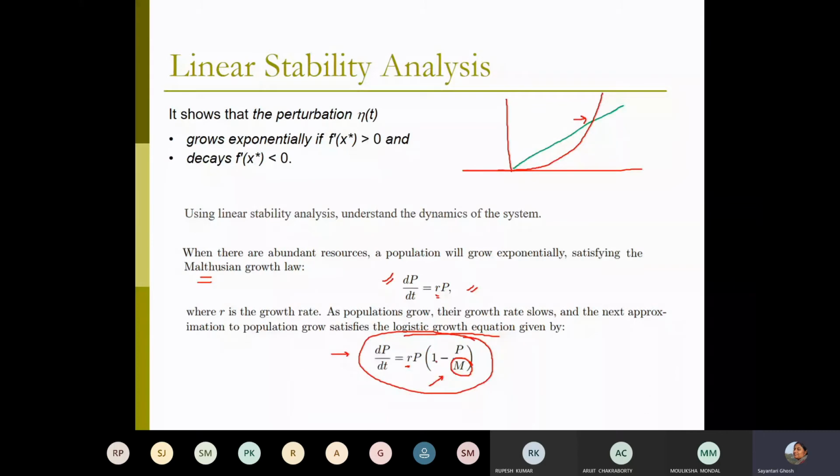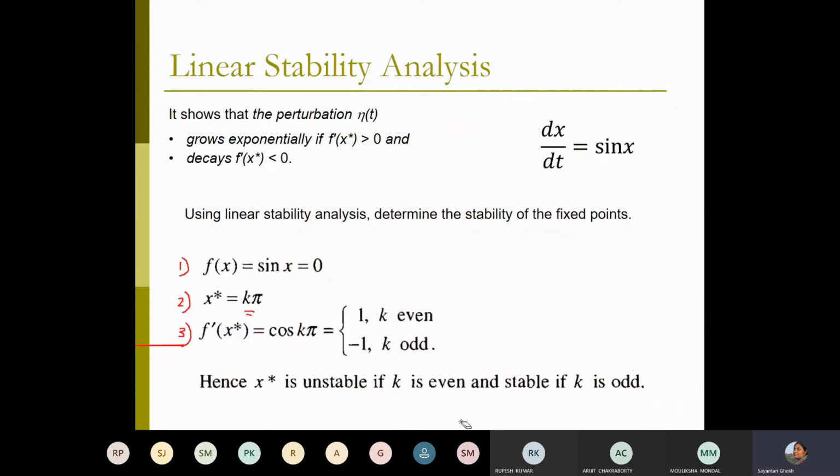So if this is the equation that we have, describing how the population is changing, can we figure out the stable or unstable points of this dynamics using the same method of linear stability? If I ask you this question, you need to follow the same steps that we learned in the previous slide. First, figure out what is your f(x). Second, figure out what is your x star. Third, figure out if it is stable or unstable by finding f prime of x star. So let us just do this problem.